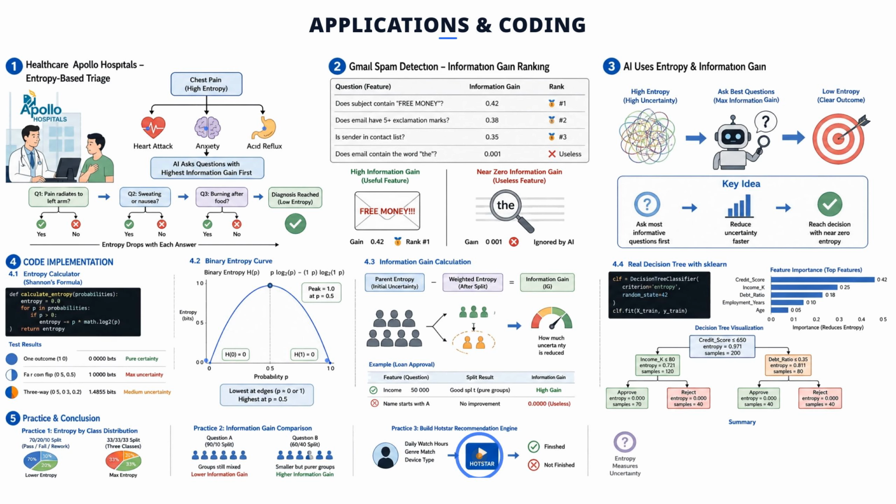Ultimately, entropy measures uncertainty, and information gain measures how much a question reduces that uncertainty, allowing AI to automatically find the most important signals in any dataset.